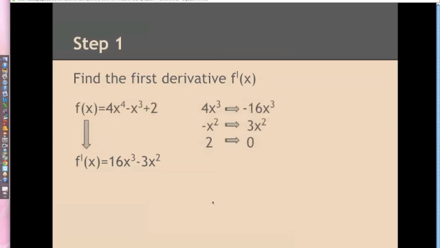To do so, you're going to use the power rule for derivatives we know. We multiply 4 times 4, we get 16. Subtract 1 from that power and you get x to the third. Then you do the same for x to the third and you get 3x squared. And as we know, the derivative of just a constant is going to be 0.